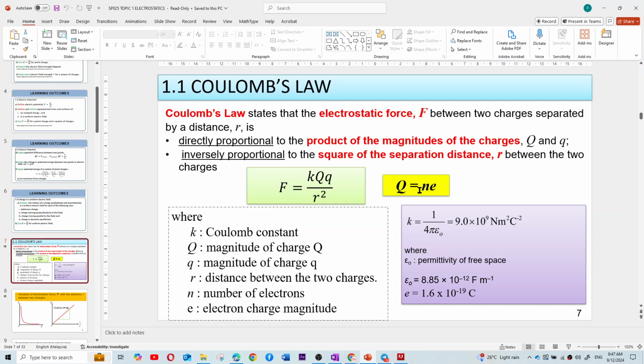Charge is all because of losing or gaining electrons. If you lose electrons, it becomes positive charge. If the atom gains electrons, then it becomes negative charge. So Q can be positive or negative. Okay, so you see, the charge of 1 electron is 1.6 exponent negative 19.